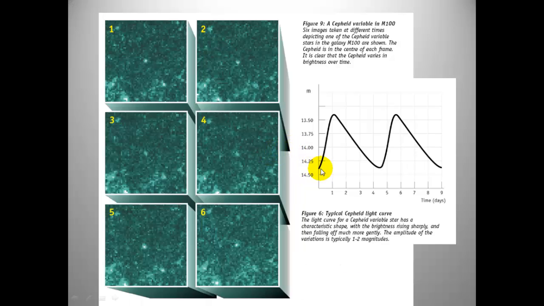Here's an example where you notice that it goes from 14.5 to 13.5, so it gets brighter. This is apparent magnitude, small m. It gets brighter very quickly and then gets dimmer very slowly. Brighter very quickly and dimmer very slowly. And what is the time period of this? Between 1 and 4.5, so it's roughly 3.5 days.